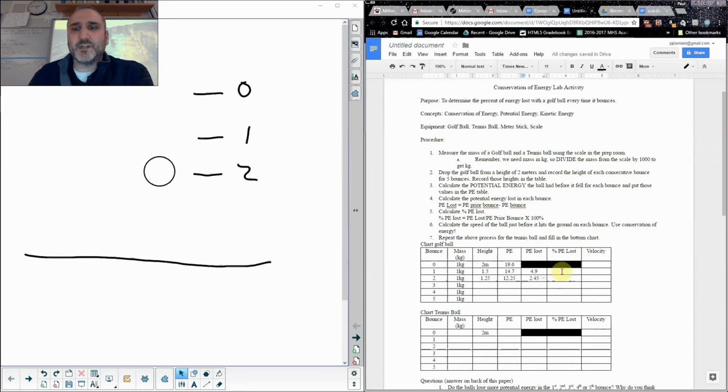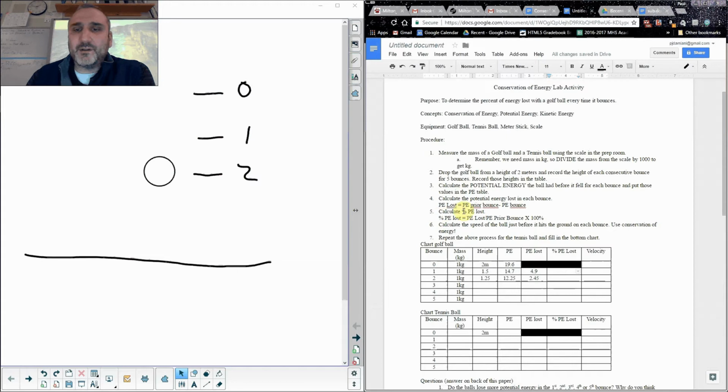So for the first bounce, I'm curious about how much potential energy we lose as a percentage, and then how much do we lose at the second bounce, and then the third bounce, and the fourth bounce, and the fifth bounce. And for me, I want to know at what point do I lose so much energy that I just want to throw the golf ball away. So let's look at the percentage.